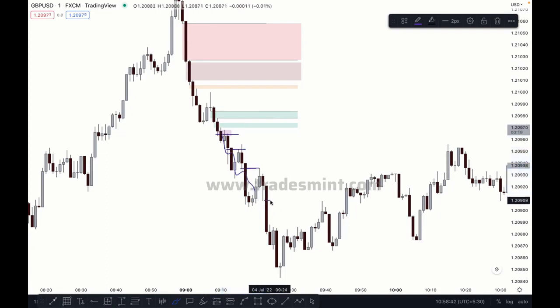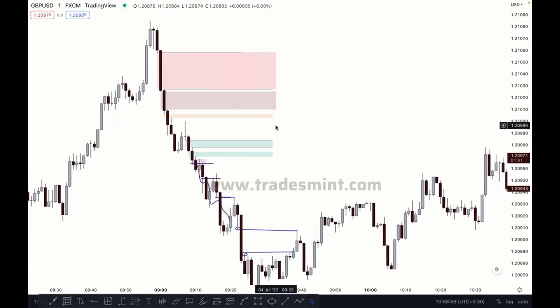And there is still some imbalance here, because between this candle's low and this candle's high, this gap is already filled. So this is no longer a valid imbalance, right? So this is an imbalance in a bearish market.